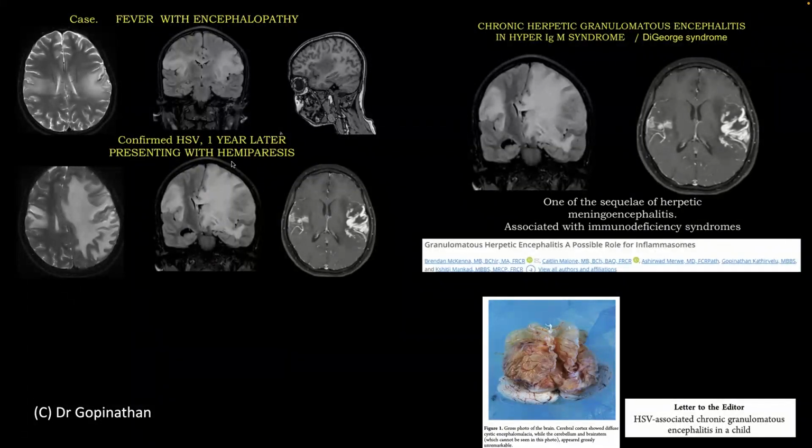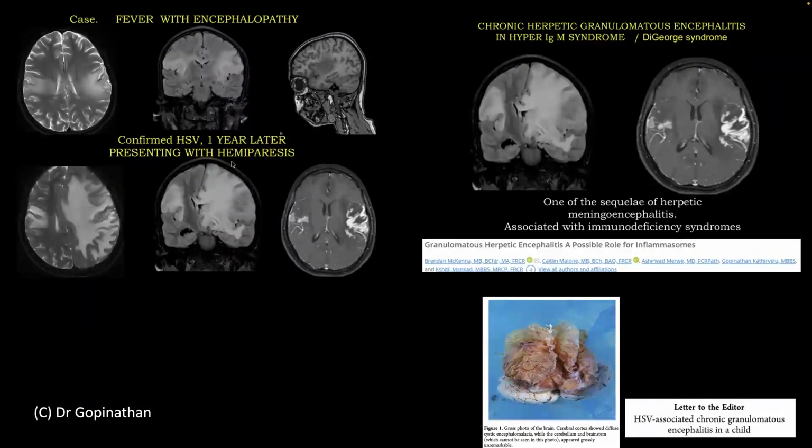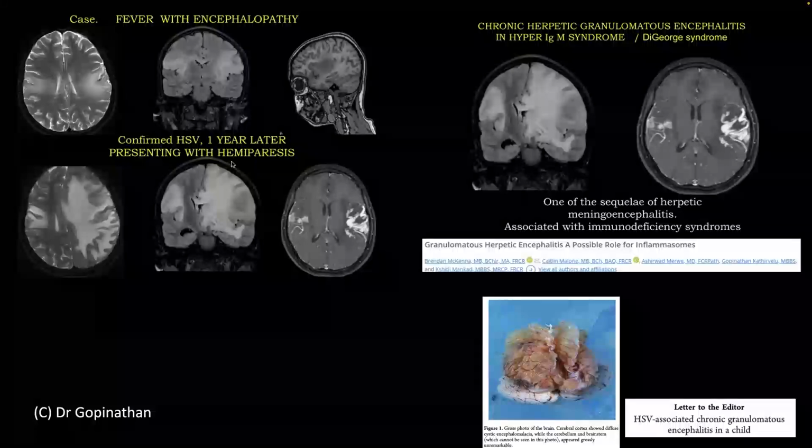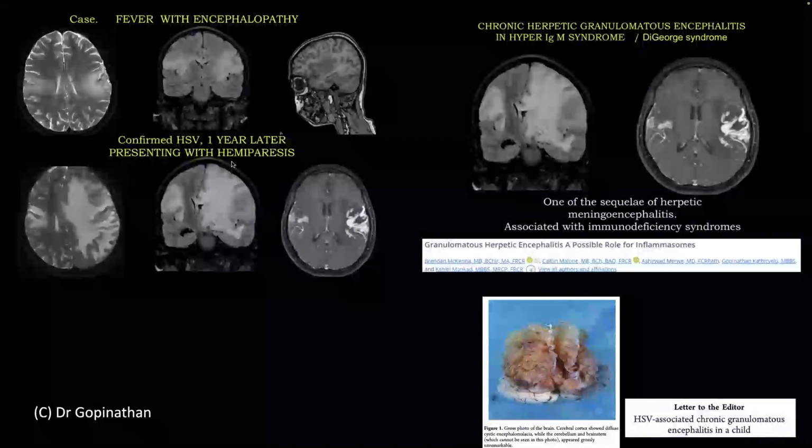And the thing is, when we did previously, we don't need the biopsy. Only HSV is CSF positive, but we did the biopsies. The biopsies show there is a live HSV antigen in the specimen. And also there are granulomatous changes, chronic granulomatous.